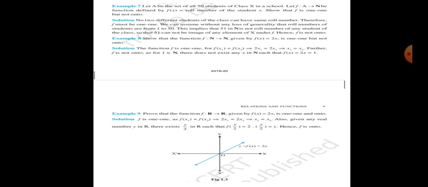Right? Now in the 8th example, they have given you a special type of function, f from N to N, f of x equals 2x. They are saying show that this function is 1-1 but not onto. Now the criteria was, we will take the images of two elements to be equal, and we will prove that the two elements are equal. If we can prove this, then that function is 1-1, otherwise not.